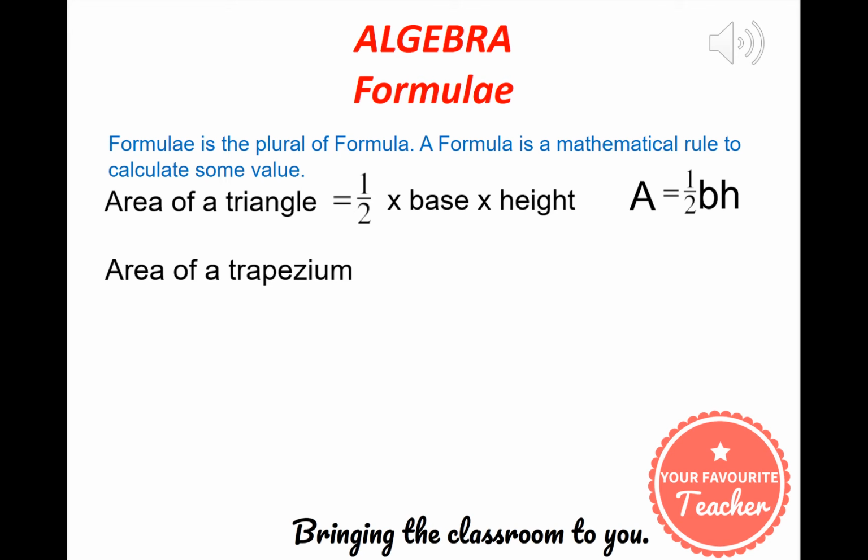Another formula is the area of a trapezium. The area of a trapezium is A equals a half of (A plus B), the two parallel sides added together, times H once again. We need to know values for at least 3 of those variables to be able to calculate any one of the others.